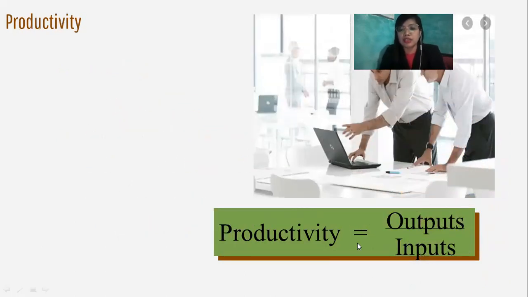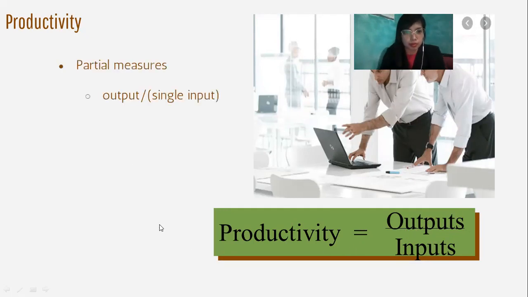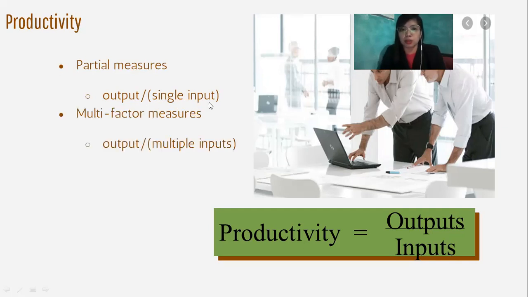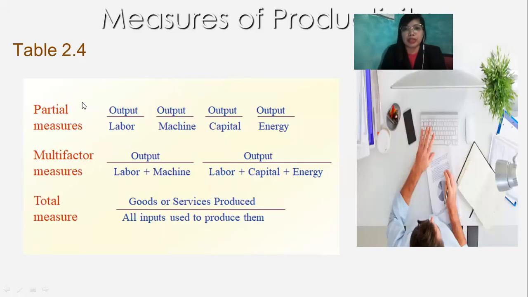Productivity equals outputs over inputs. Partial measures are output over a single input, and multi-factor measures are output over multiple inputs. The total measure is output over total inputs.